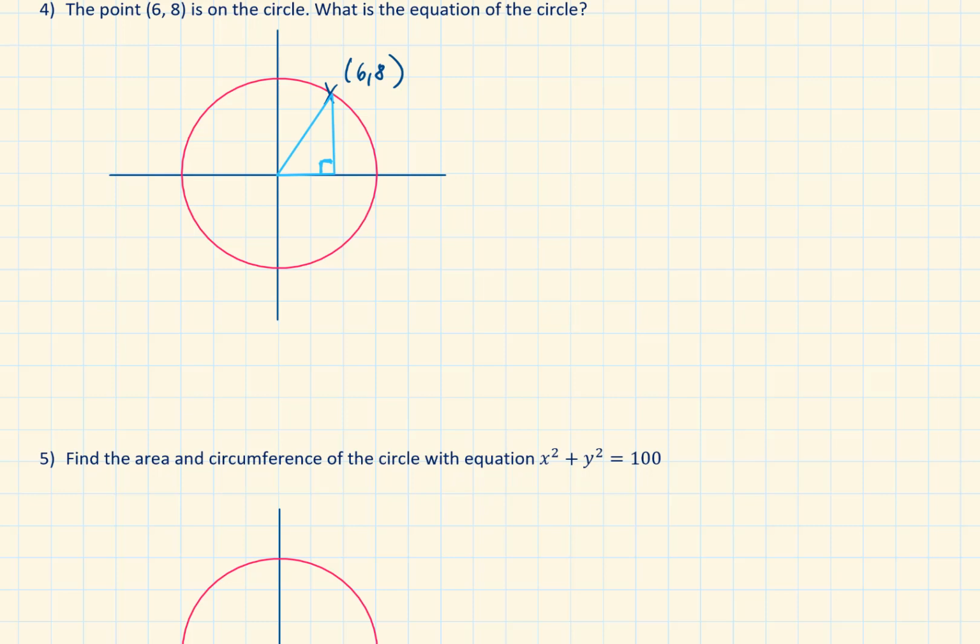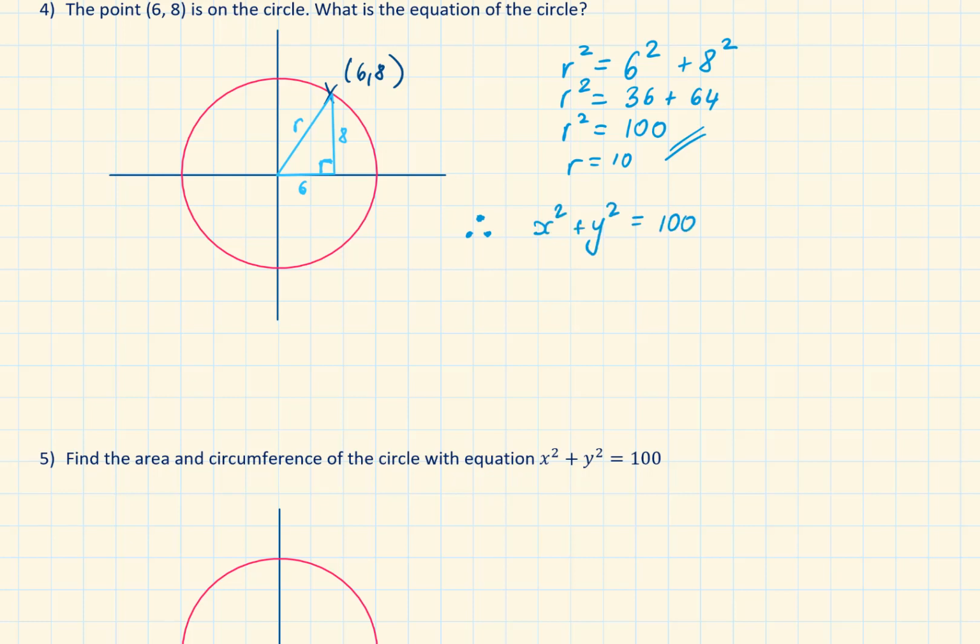The horizontal length is 6 and the vertical length is 8. And we need to work out the radius. We can now see that the radius is the hypotenuse of the right angle triangle. R squared is equal to 6 squared plus 8 squared. R squared is 100, therefore our radius is 10, and the equation of the circle is x squared plus y squared is equal to 100.